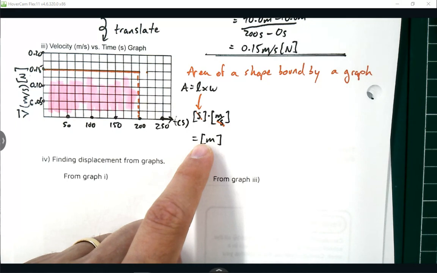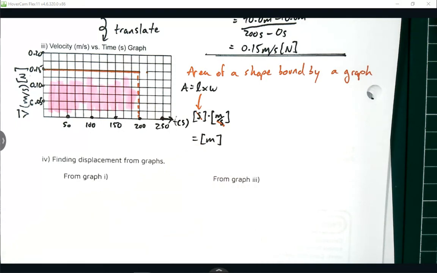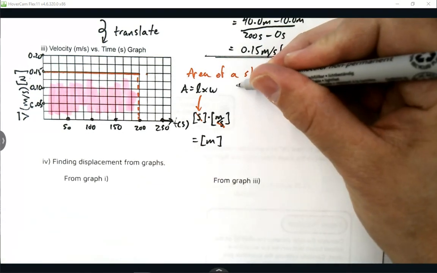Starts with a D, rhymes with displacement. It is! You're right! It's displacement, right? So, let's talk about how that's the case.